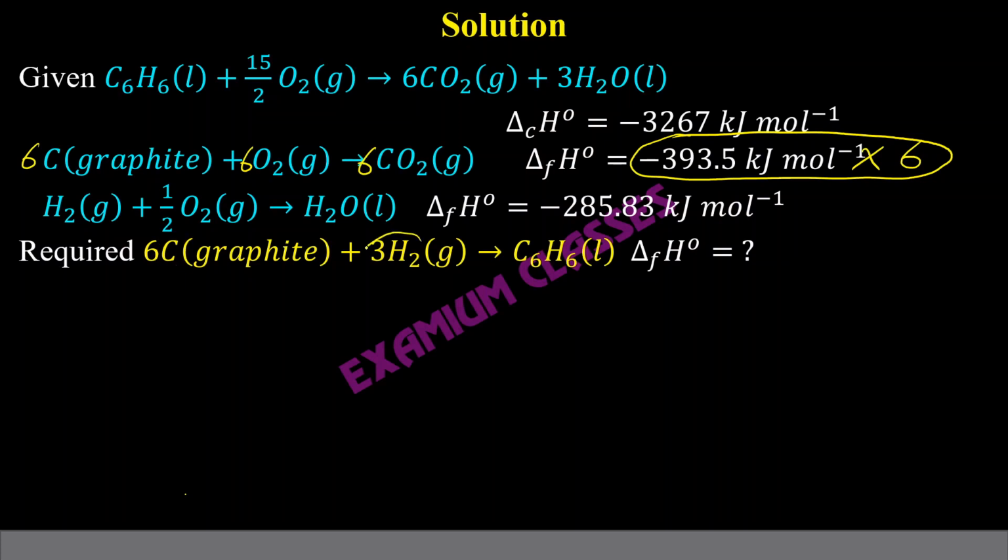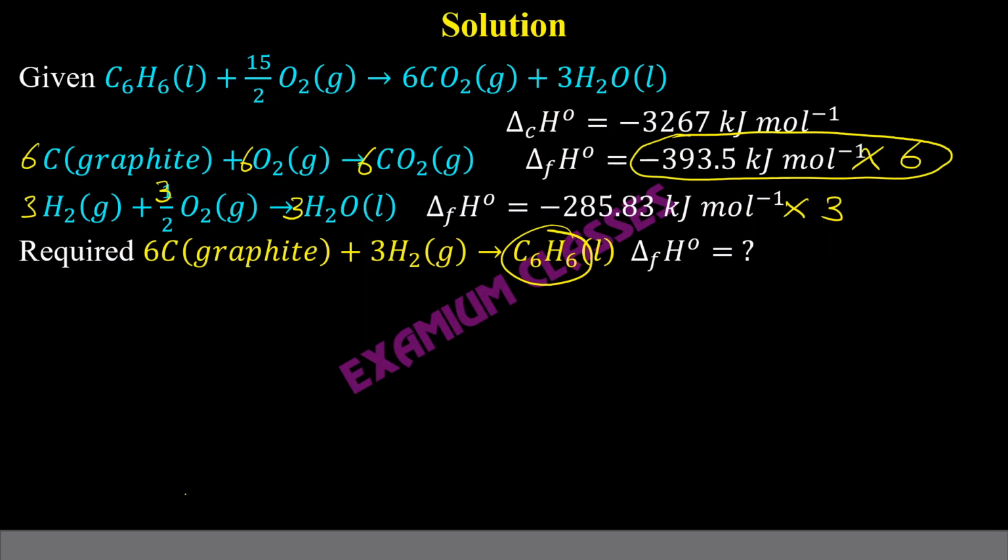Then we need 3H2 on the left hand side, hydrogen we need on the left hand side. We will find in which reaction we have hydrogen. We have hydrogen here on the left hand side. So it is on the left hand side, we don't need to do anything, but we need 3 moles of hydrogen. It means we will multiply this whole equation by 3, and we will have to multiply the delta FH also by 3. We need C6H6 on the right hand side. C6H6 here is on the left hand side. It is just 1 mole. We need 1 mole. It is 1 mole, but it is on the opposite side. So we will have to reverse it.